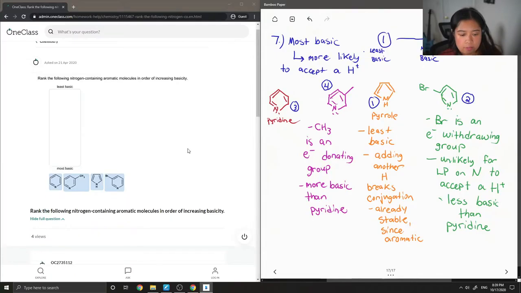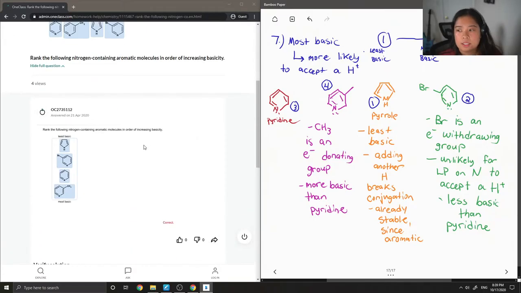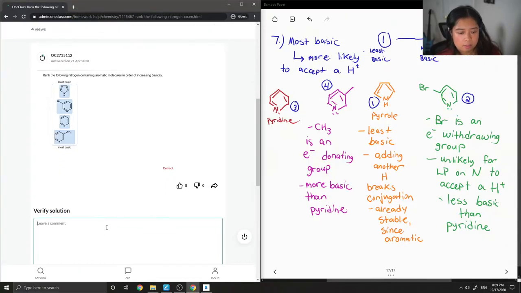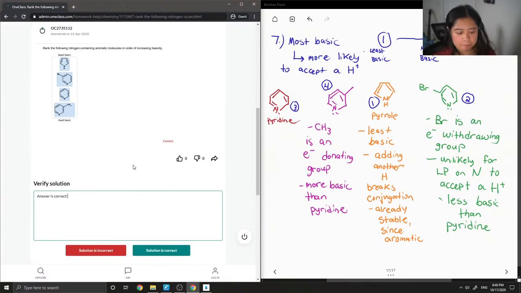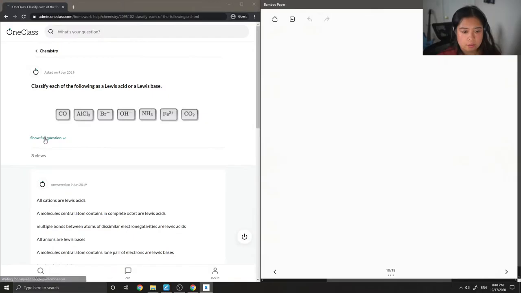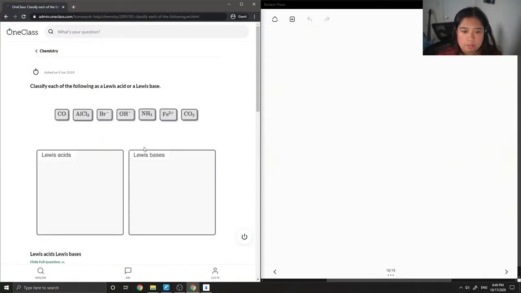So let's see the answer from our junior tutor. Least basic is pyrrole, then the bromine, then pyridine, and then the CH3 group on that. So the answer is correct. Okay, so let me just do that. And I think we have time for one more question. So classify each of the following as a Lewis acid or Lewis base.